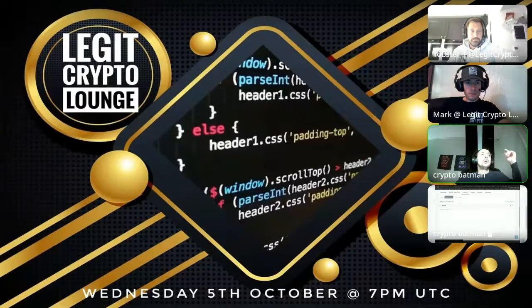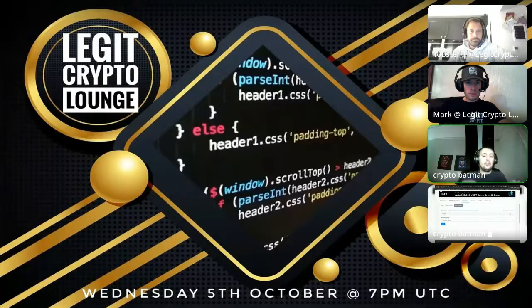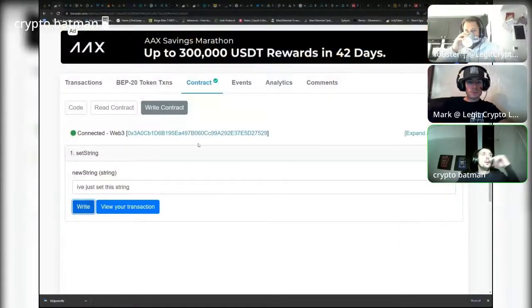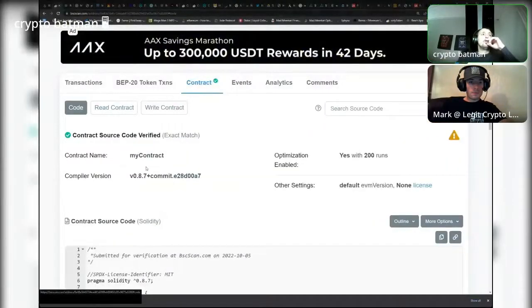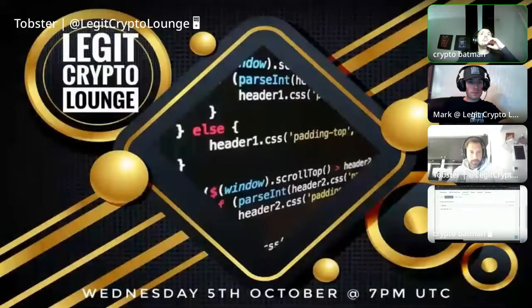Reset. Let me see, get string, get a new string. I've already set that. And we can write it, MetaMask, okay. And we can set this to just set the string. I can write that. I can change the blockchain data. Once that transaction completes, that will change the value held by this welcome string into what I've just set.